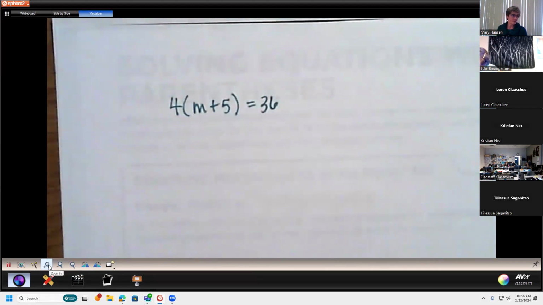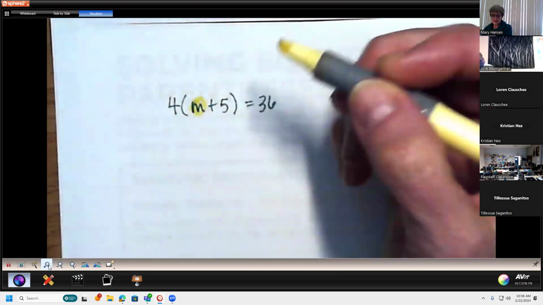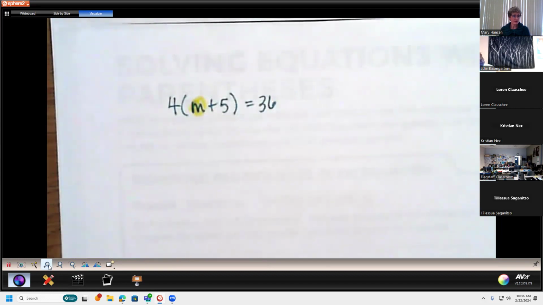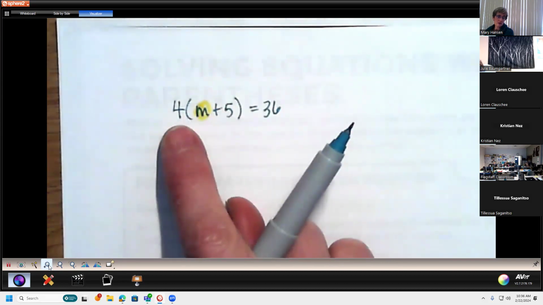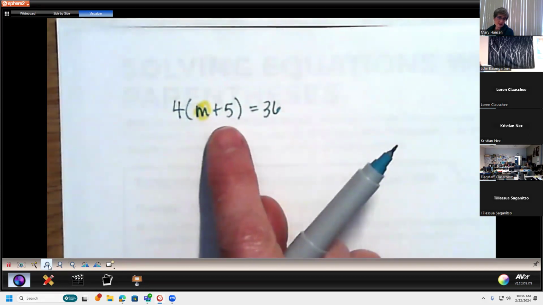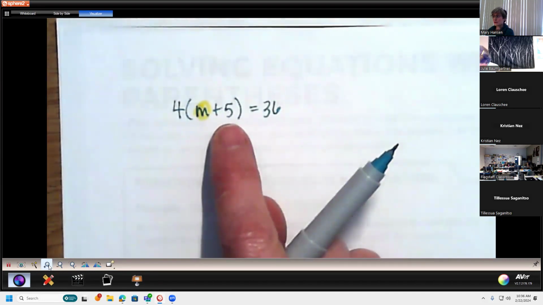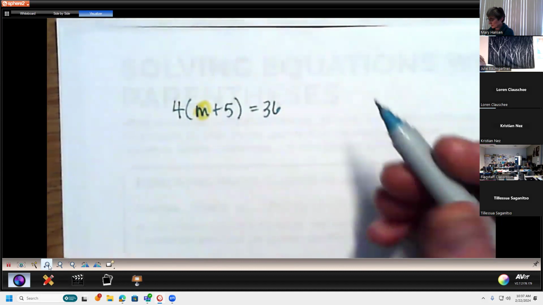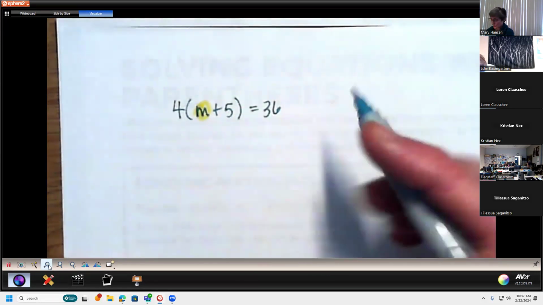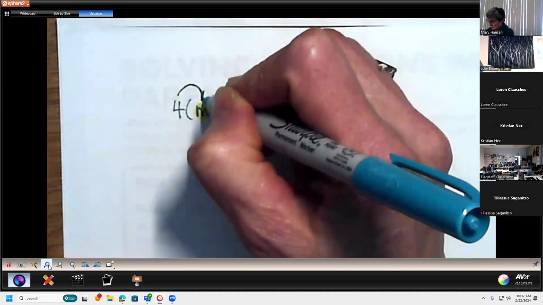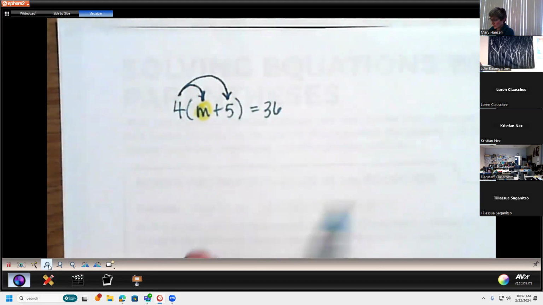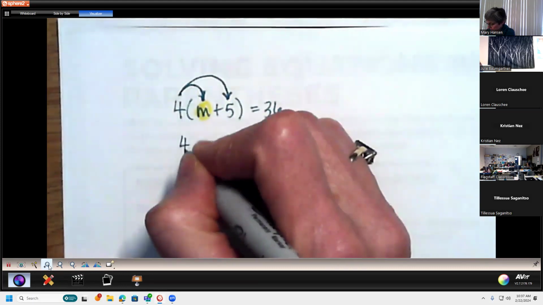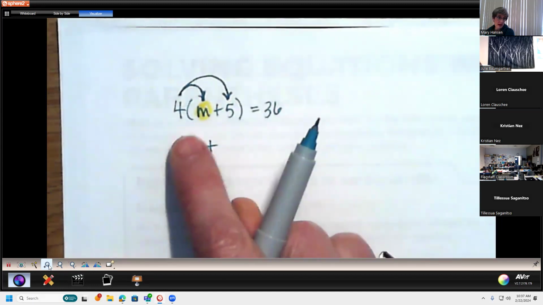Okay, so if we have this problem, remember algebra, we're always focusing on this letter and we're trying to get it by itself. Order of operations says I should add these first and then multiply by 4, but I can't add m plus 5 until I know what m is, and I'm trying to figure out what m is. So that won't work. And so this is a time when you need the distributive property, and it says I can multiply this 4, I can distribute it to members of the group. So I can take 4 times m, and I can take 4 times 5.